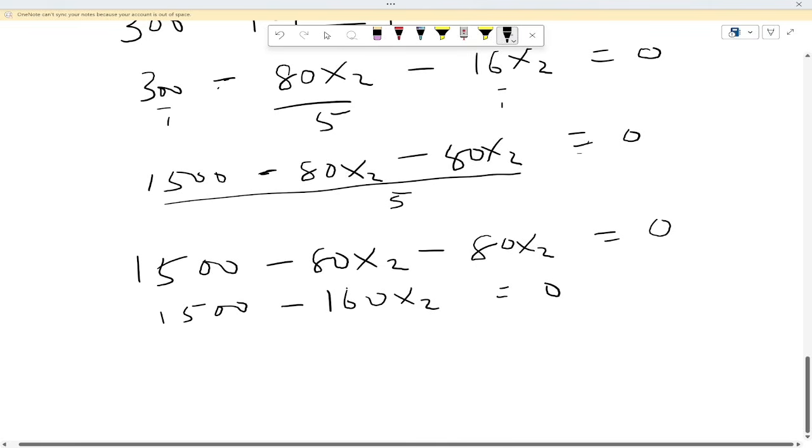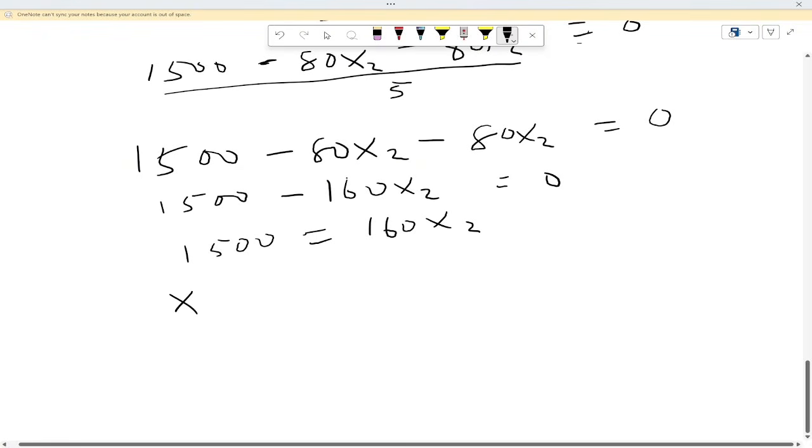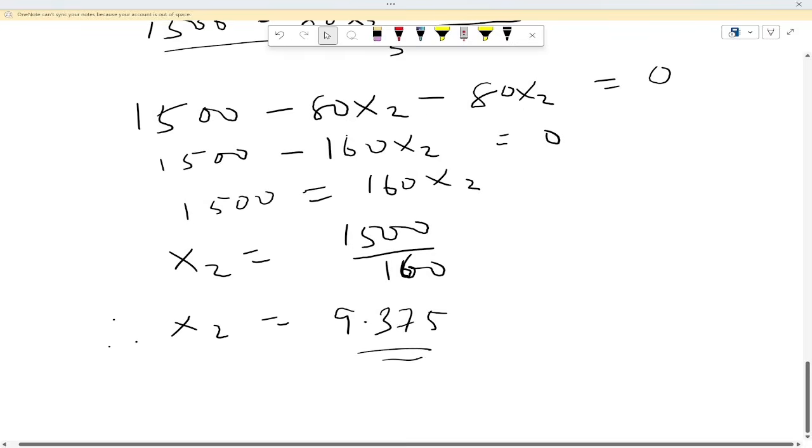equals to 0. So you move this 160 to the other side, you have 160x2. Now to have the value of x2 is to divide both sides by 160. So you have x2 equal to 1500 divided by 160. So therefore x2 is giving us 9.375.